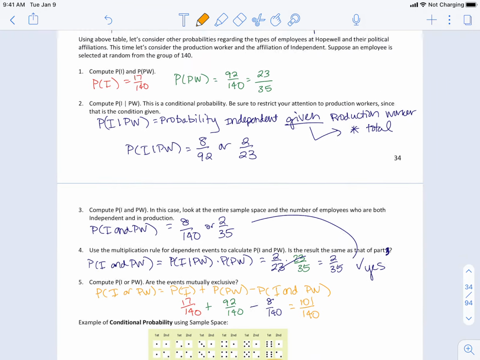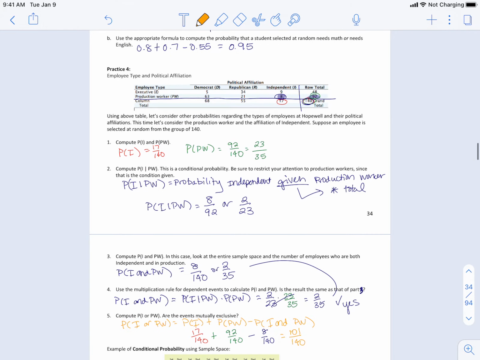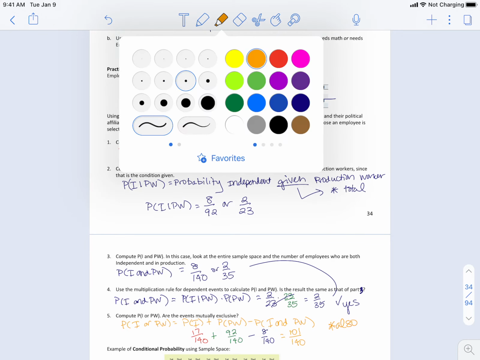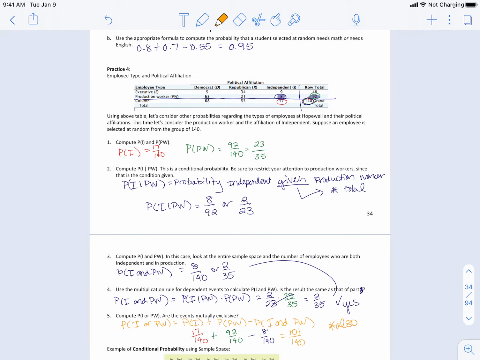Another way you can do this, if we look at our chart, is we can also just take each of the individual parts. So we could take each of the independent, which gives us 9 here and the 8. And each of our production workers, so that's 63, 21, and that 8, but we don't want to double count it. So we can also take those 4. So we have 63 plus 21 plus 9 plus 8 and divide that by 140. And that also gives us 101 out of 140.